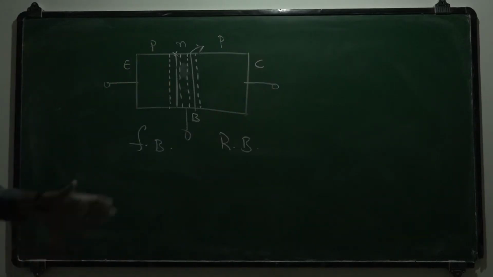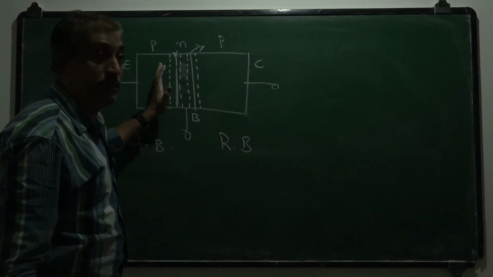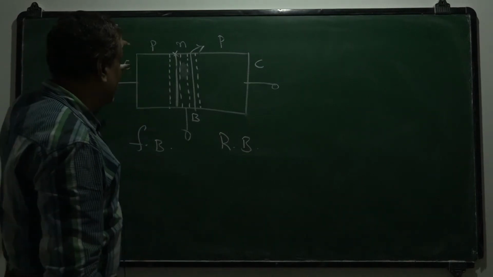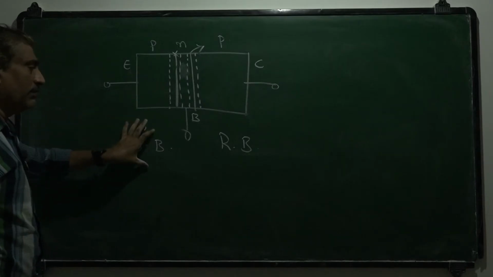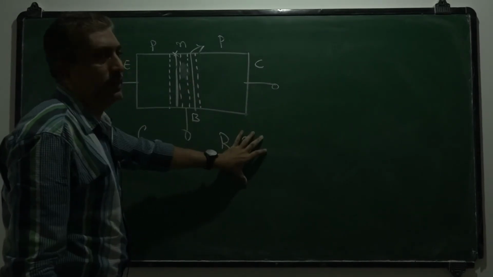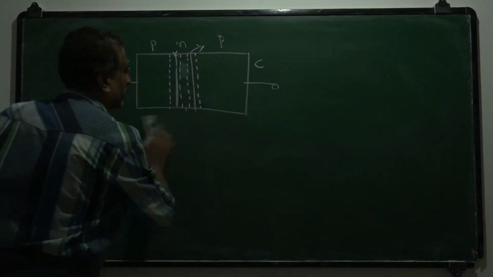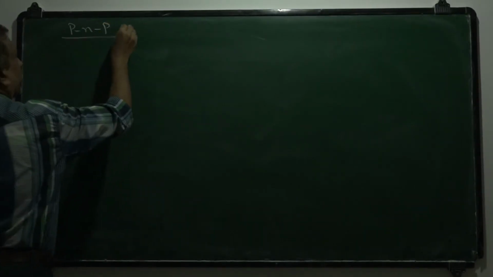So in electrical circuits, for the proper working of a transistor, the emitter base junction must be forward biased and this collector base junction is reverse biased. Now we will discuss how a PN junction works. Now, PNP transistor working.